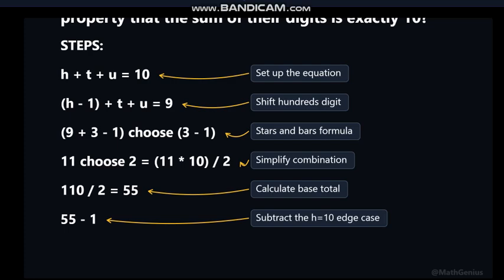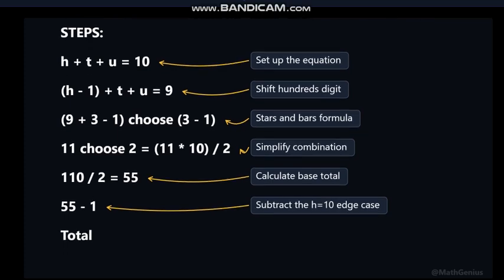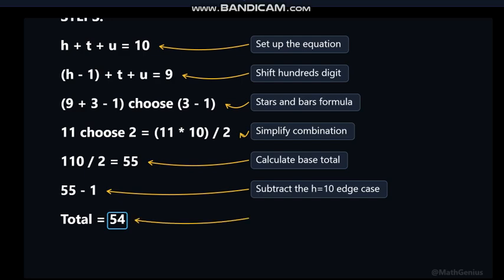54 valid numbers. You just crushed the Purple Comet practice. Subscribe for more. Total equals 54. Final answer.